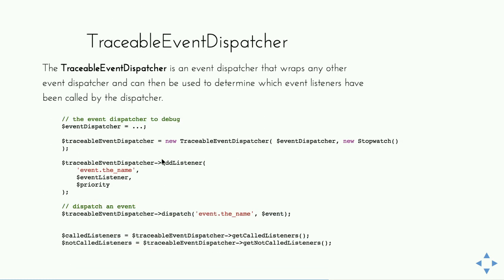The traceable event dispatcher uses the Symfony stopwatch component to profile your code. As a result, it has two methods, getCalledListeners and getNotCalledListeners. So at the end of the propagation of an event, you would have the information of what listeners have been called and what listeners have not been called. This event dispatcher has been exploited by the web profiler, and that is how it gets the information of what events have been called and what listeners have been consequently called on those events.